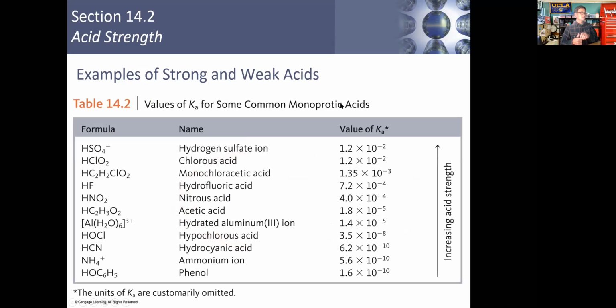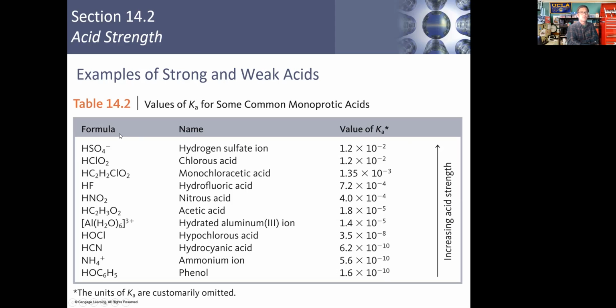If you take a look at this list here, look, folks, these are Ka values for the weak acids. There's acetic acid. We've talked about acetic acid so far. Take a look at hydrocyanic acid here, and hydrofluoric acid. These are all weak acids. Look at their Ka values. The strength of the acid increases as we go up. Why? Because look at the Kas. The Kas get larger and larger as we go up.